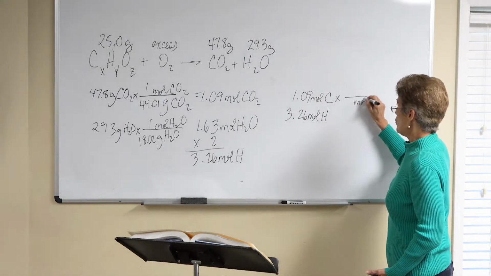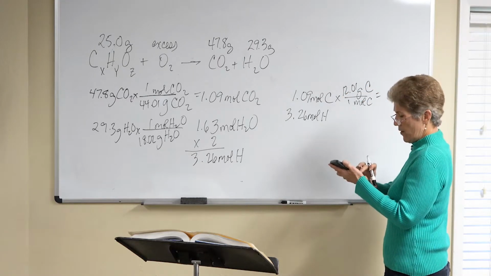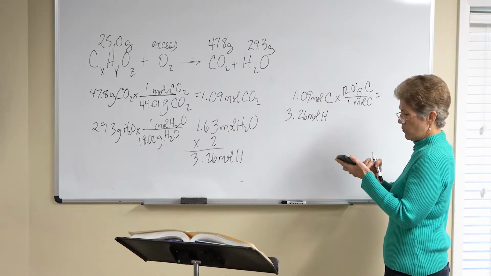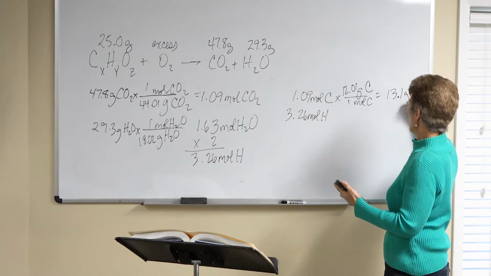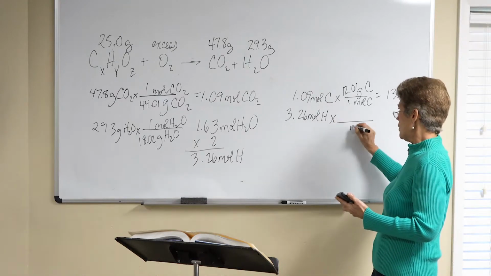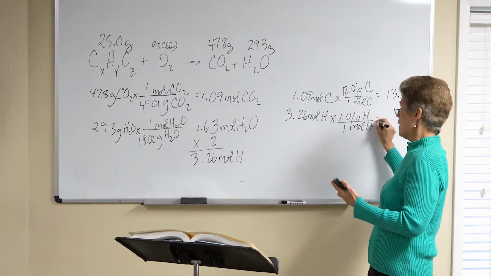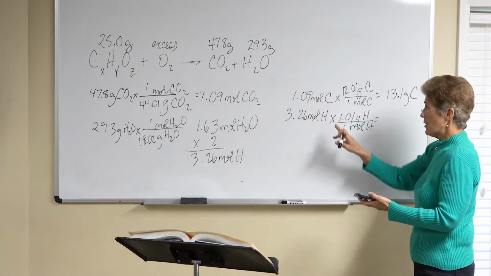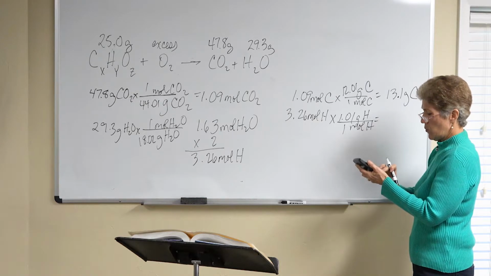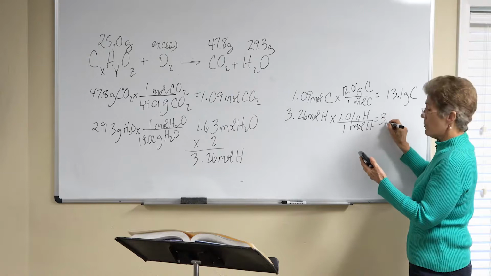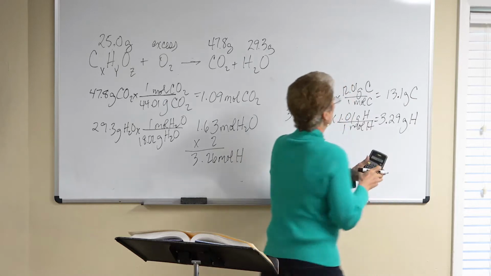So we're going to go moles of carbon to grams of carbon. There's 12.01 for every mole. So we have 1.09 times 12.01, and that gives me 13.1 grams of carbon. Now we're going to do it with the hydrogen, moles of hydrogen, 1 mole, and grams of hydrogen, 1.01. And remember, that is not in its elemental form, that's why it's not an H2. So 3.26 times 1.01 is 3.29 grams of hydrogen.